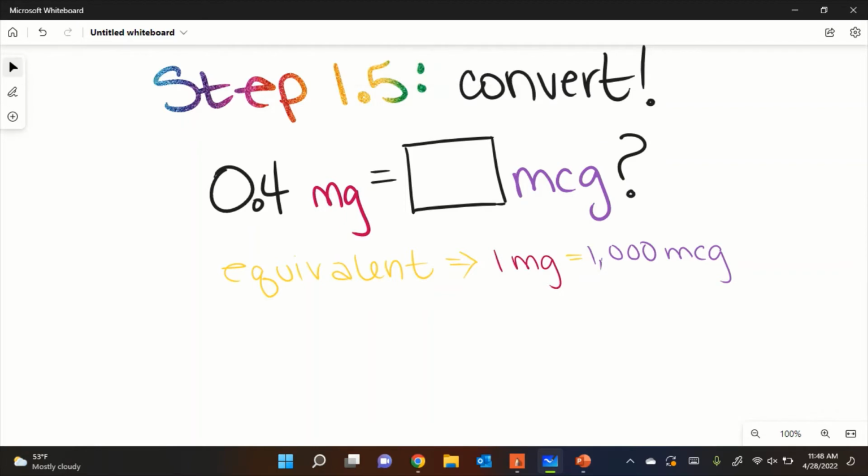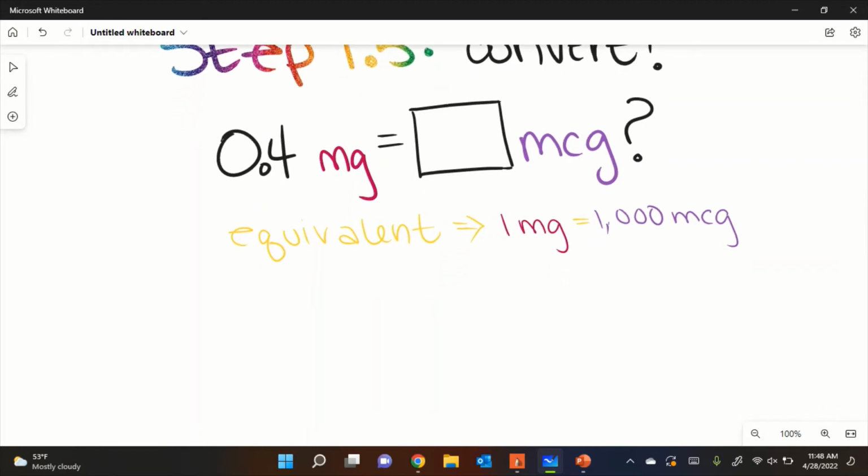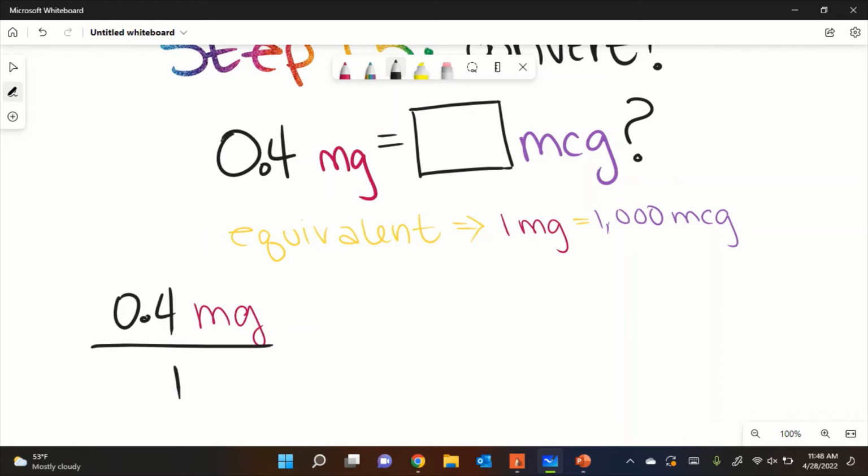Let's do some math. Let's do some dimensional analysis. You guys know that I love this, right? We start, of course, with our given over 1, 0.4 or 4/10 of a milligram over 1. We're on a roll, right? Now again, we always have to ask ourselves, if milligrams is here, what must go here? The same unit. It's always the same unit.